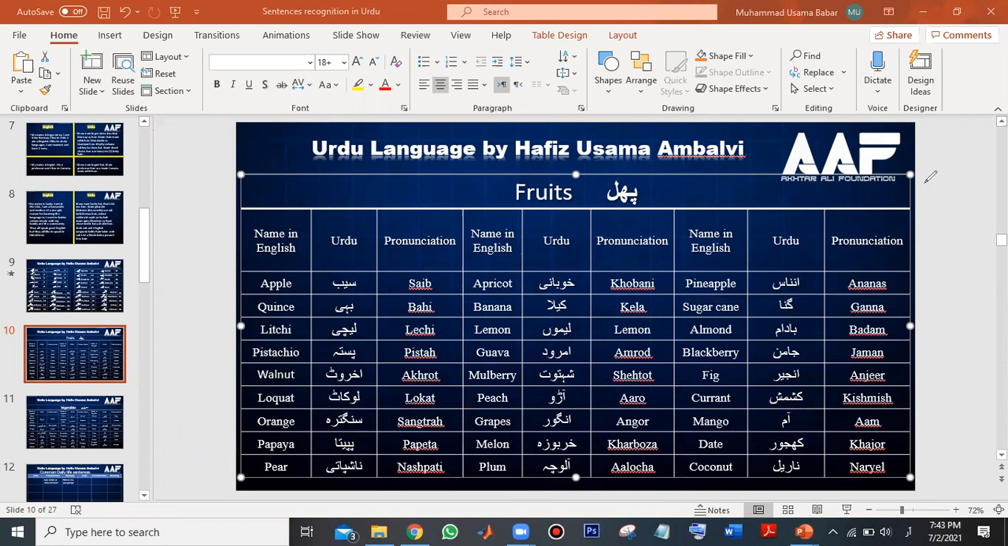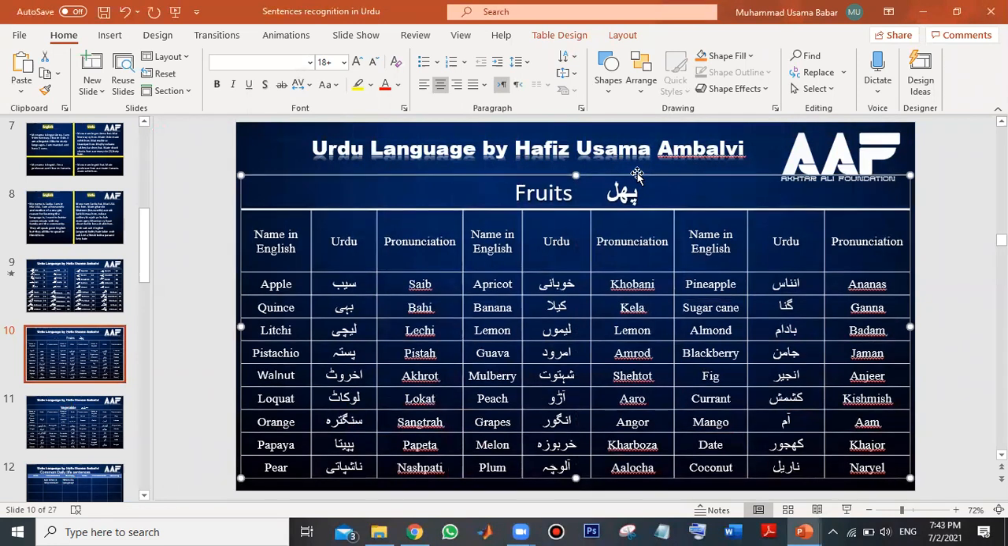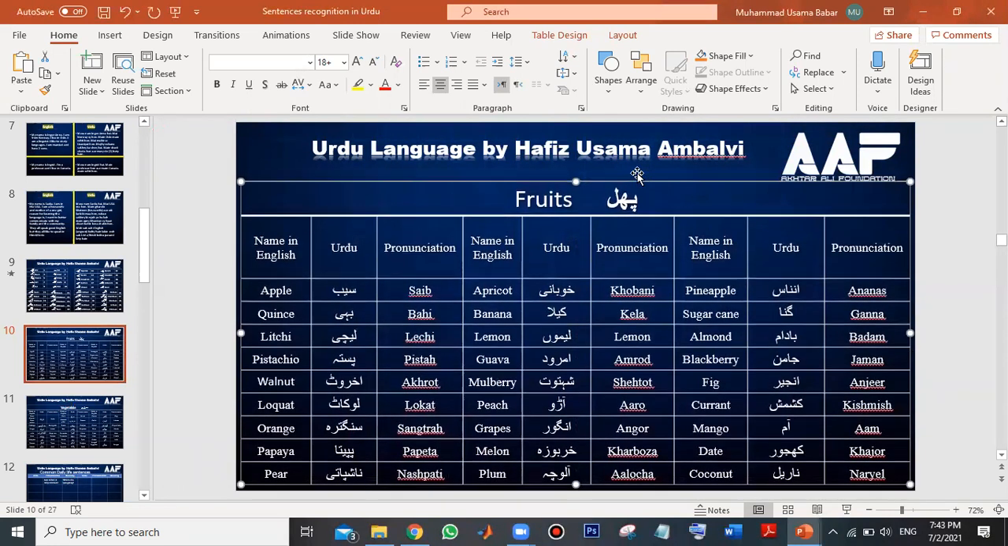And for plum, it's alucha. And I don't think it's available in the daily life market. And then we have coconut, it's nariyal.